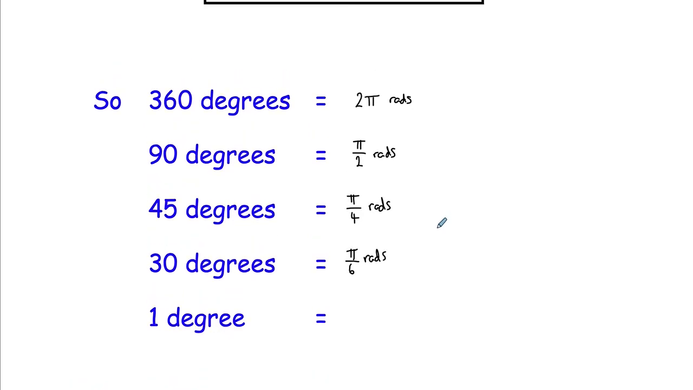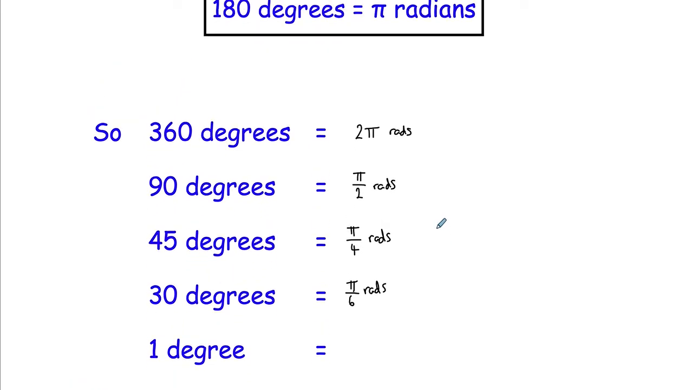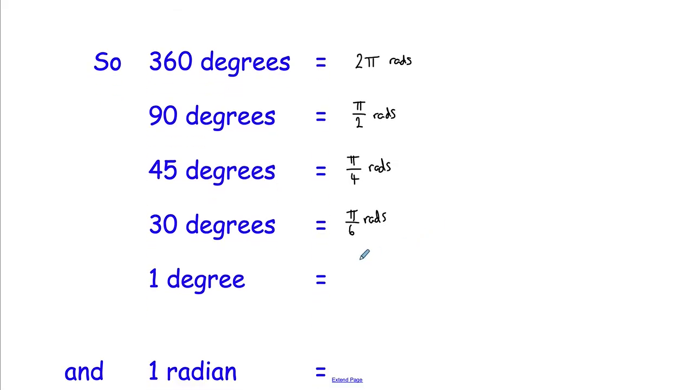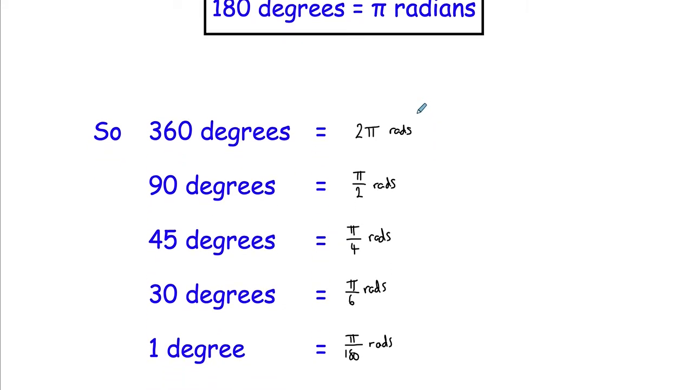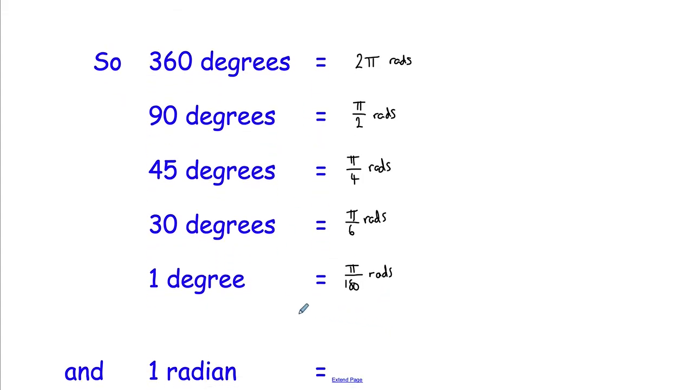And what's 1 degree? 1 degree is going to be pi divided by 180 radians. You rarely use that. I wouldn't bother learning that. I would just remember that 180 degrees equals pi radians, and if you needed, say, 17 degrees, I would go from here, write this step down, and then I'd be able to say that 17 degrees is equal to 17 pi over 180 radians.